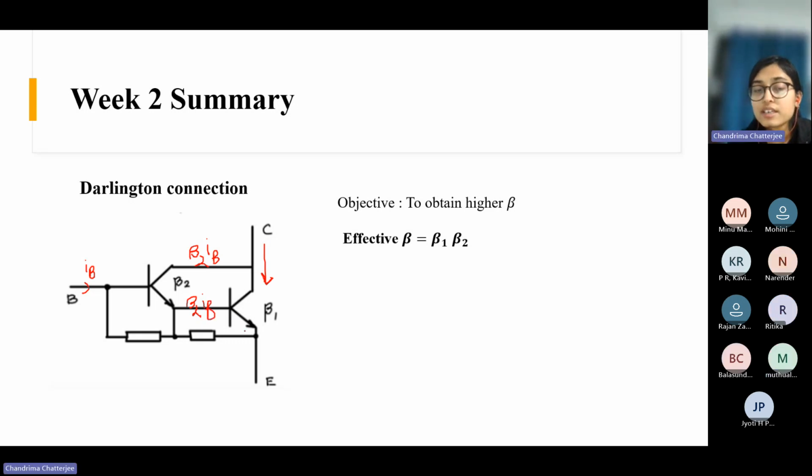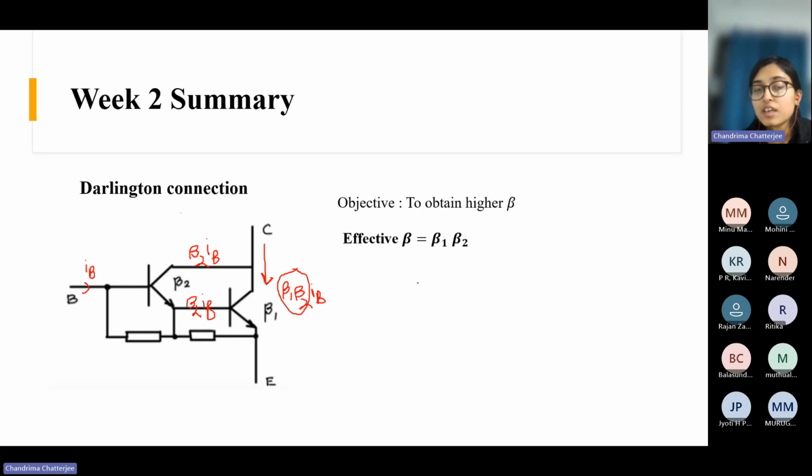As the base current is beta 2 IB, then what will the collector current of this device be? If its beta value is beta 1, then this collector current would be beta 1 times the base current, which is beta 2 IB. Is this understood? How am I getting this current? Due to this kind of connection, eventually the effective beta becomes beta 1 times beta 2. This is the effective beta.